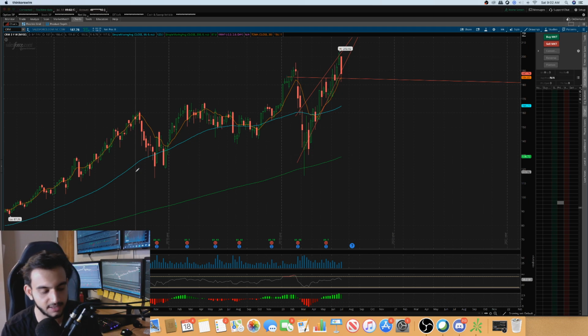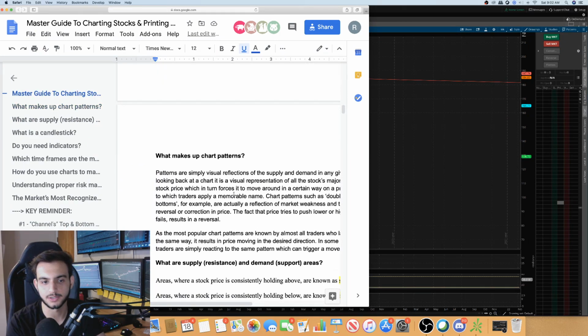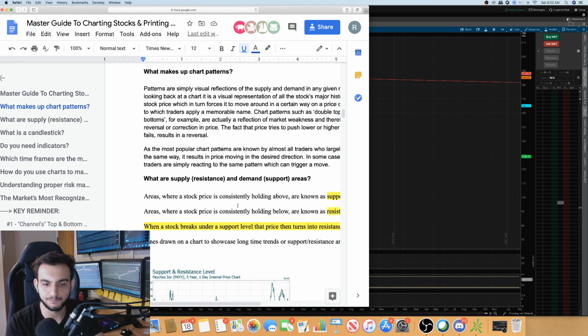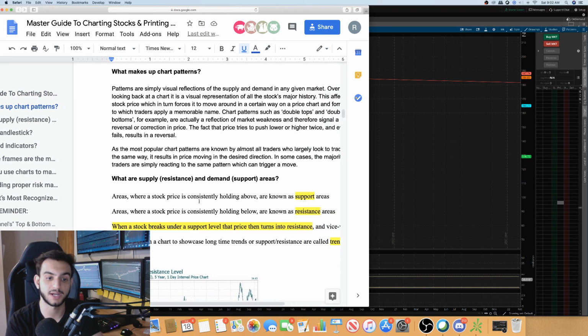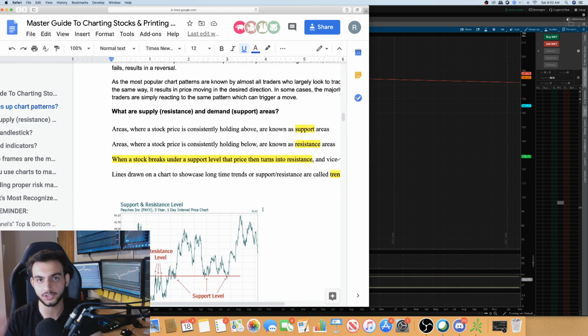Now, this being said, if we go back into the guide, you can see that's kind of what I explained over here. There are visual reflections of supply and demand over time, showing you where areas of support are, where a price is constantly holding above, and areas of resistance are where prices are holding below. Now, this is a very important term: when support breaks, it turns into resistance, and vice versa. So when resistance breaks, it turns into support. What does this mean exactly?